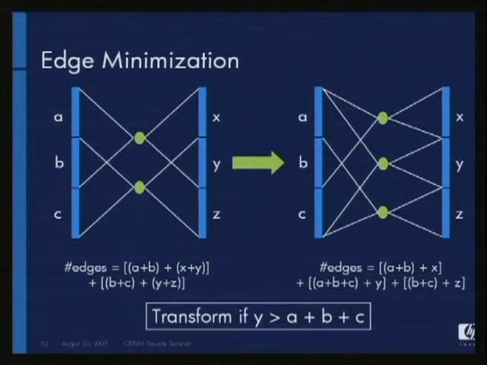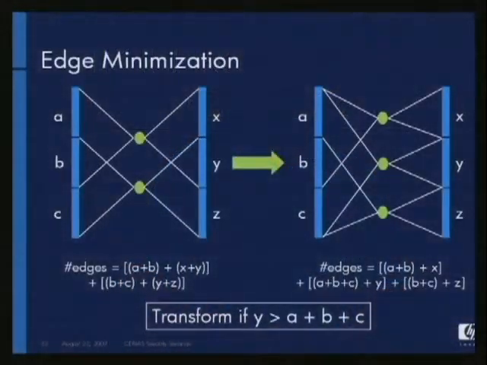I can count up the number of edges in that graph, and I get the equation there. I just compare them and do the algebra, and it turns out that the graph on the left is bigger in terms of the number of edges than the graph on the right if Y is bigger than the sum of A, B, and C, or in other words, if the size of the intersection of the permission set is bigger than the size of the union of the user set. So it makes sense to transform these 2 roles into 3 roles in order to minimize the number of edges.